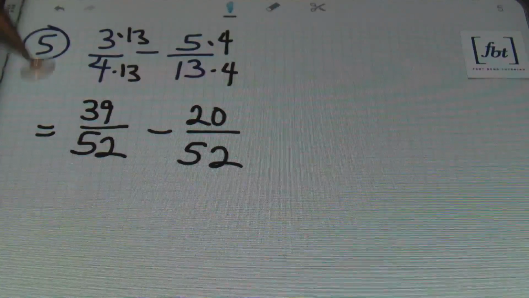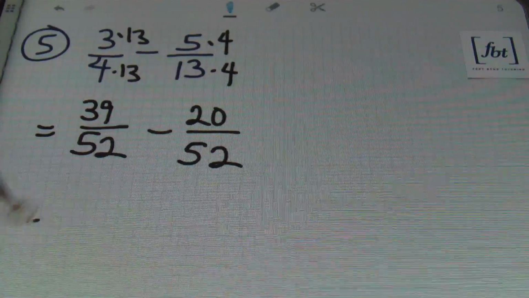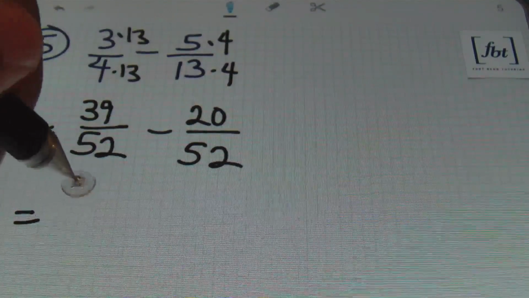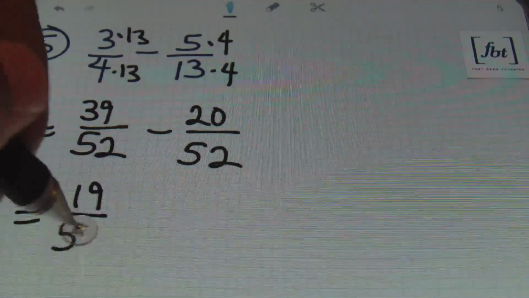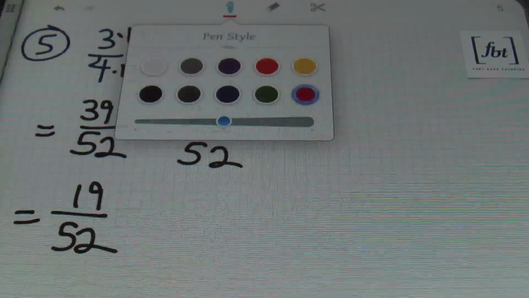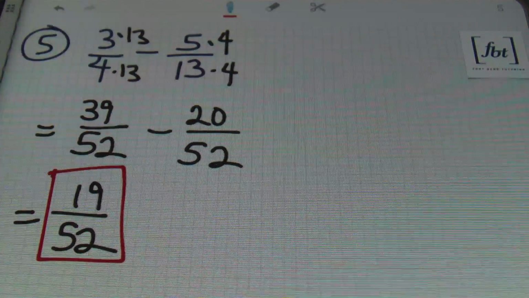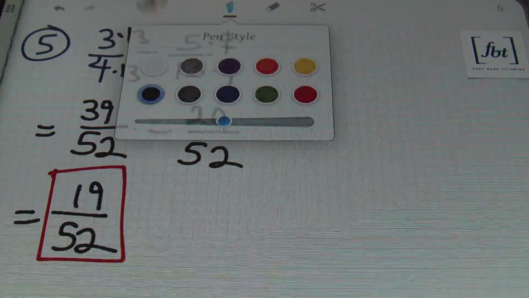So now we have equivalent fractions with common denominators. Now I can subtract the numerators together. 39 minus 20 is 19 over our denominator of 52. And this is our answer, ladies and gentlemen. 19 and 52 don't have any common factors. And that's it. That's the answer. So that was number 5.